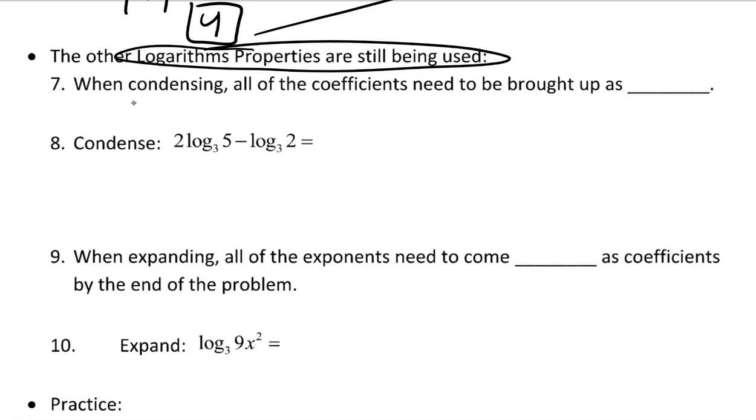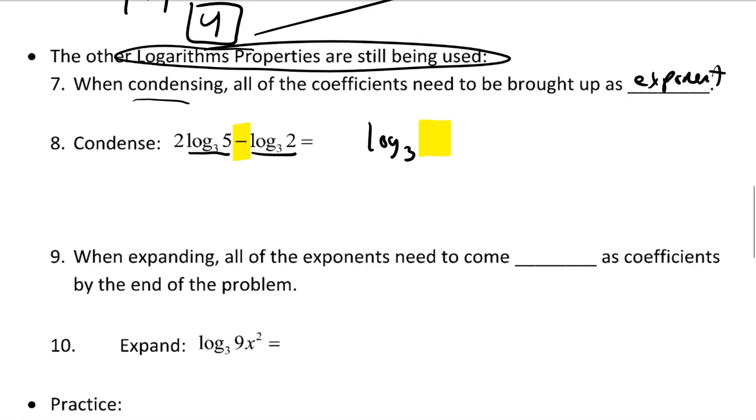Okay, so you need to know that when condensing, at the beginning, you need to move these coefficients up as an exponent. What I mean by that is, if I had given you a minute to try question 8, what I think most of you would do is you would say, okay, log base 3 becomes log base 3.